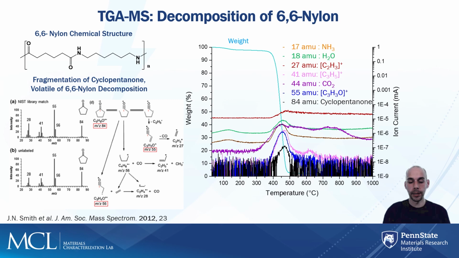For example, mass 17 corresponds to ammonia, mass 18 corresponds to water, and mass 44 corresponds to carbon dioxide. The remaining fragments are more complex to interpret and correspond to C2H3+ at 27, C3H5+ at 41, C3H3O+ at 55, and finally cyclopentanone at 84. While this ion could correspond to a variety of volatile molecules, having knowledge of the literature allows us to make this assignment. In the reference enclosed, the assignment was only possible due to advanced cryo-GC-MS technique and isotope labeling experiments.